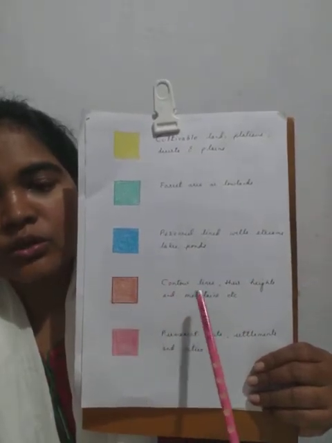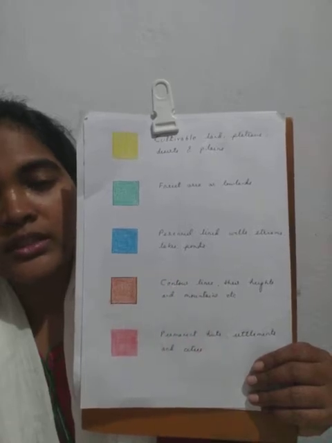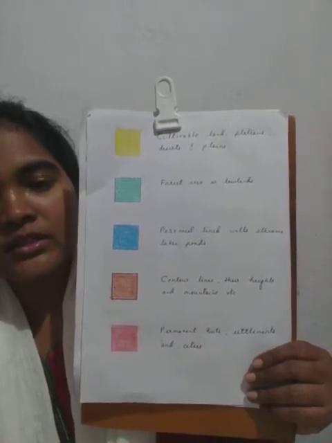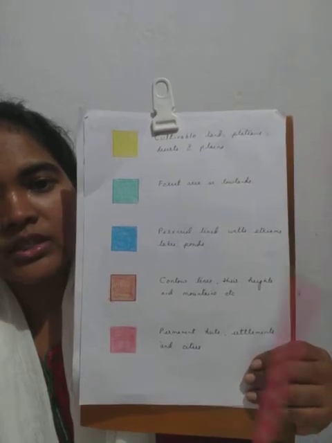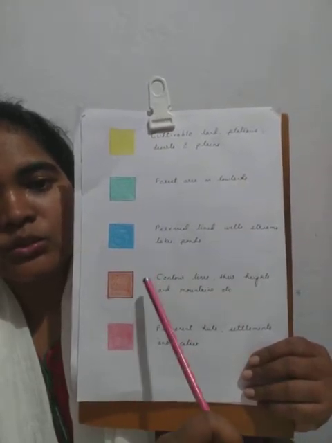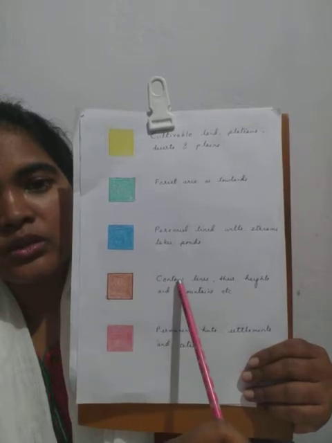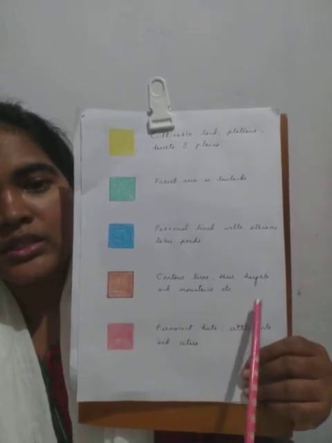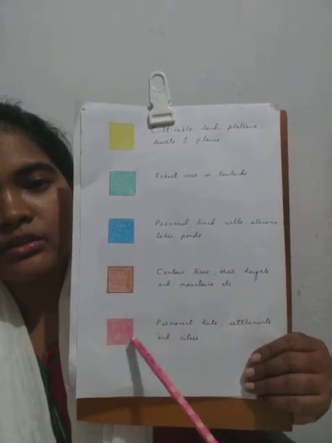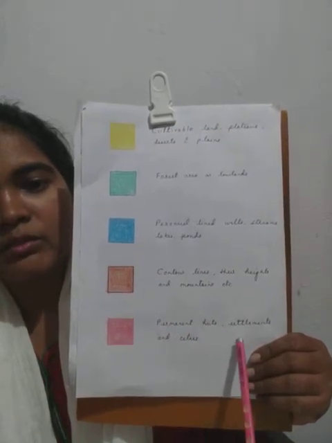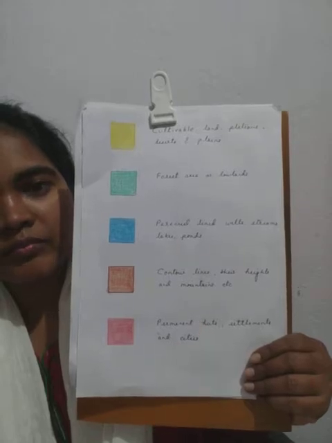Brown color shows contours. What are contours? These are imaginary lines joining places having equal elevation above the sea level. So they are used to show mountains, hills, etc. Lastly, we have red color to show permanent huts, settlements, towns and cities. So we'll see them in the topo sheet once again.